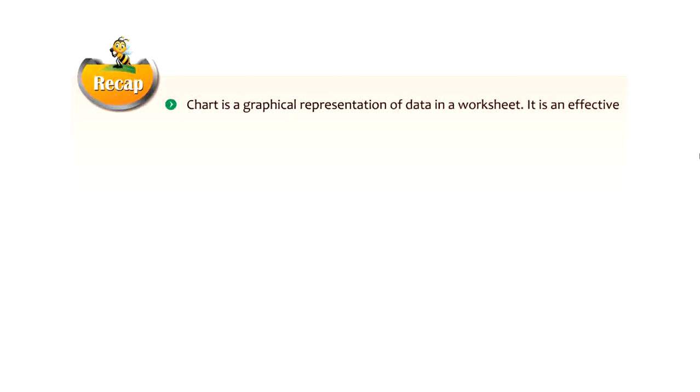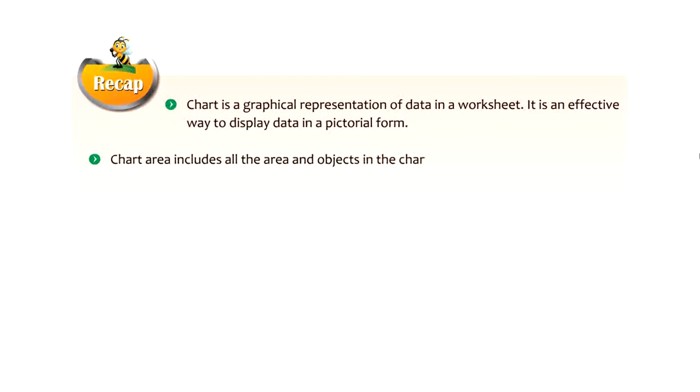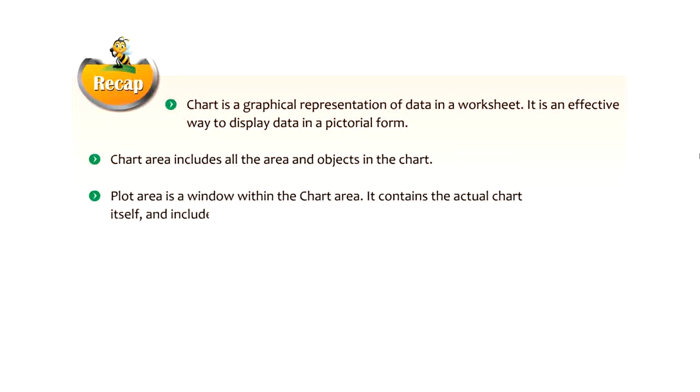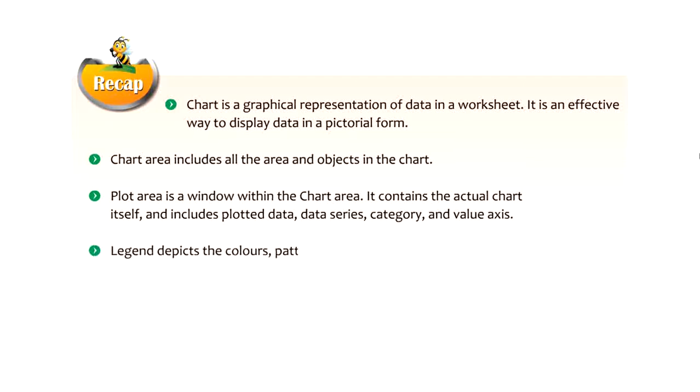Okay, students, let us take a recap of this chapter. Chart is a graphical representation of data in a worksheet. It is an effective way to display data in a pictorial form. Chart area includes all the area and objects in the chart. Plot area is a window within the chart area. It contains the actual chart itself and includes plotted data, data series, category and value axis. Legend depicts the colors, patterns or symbols assigned to the data series. It helps to differentiate the data.